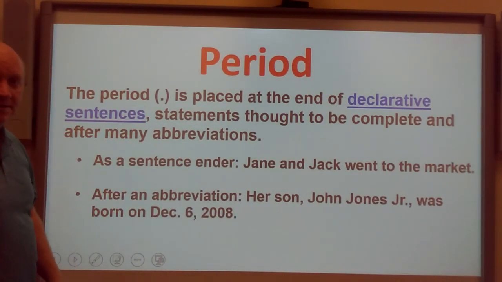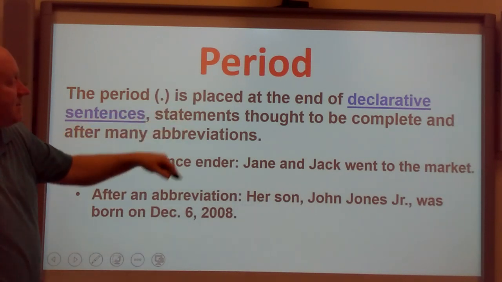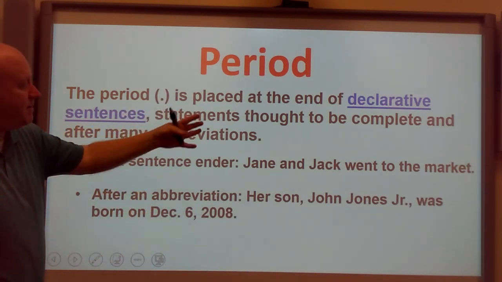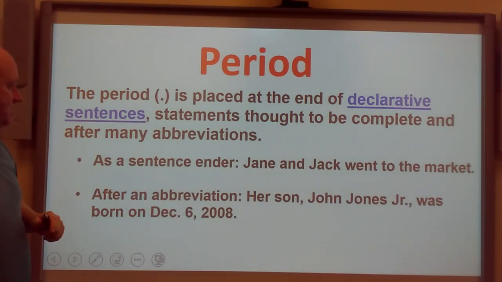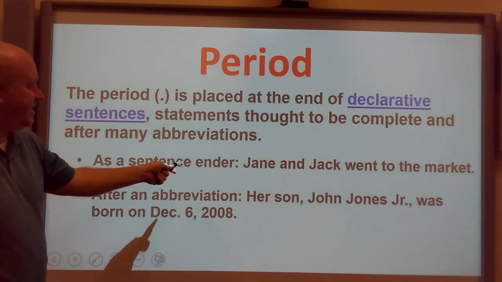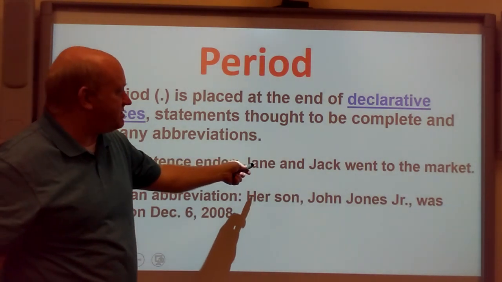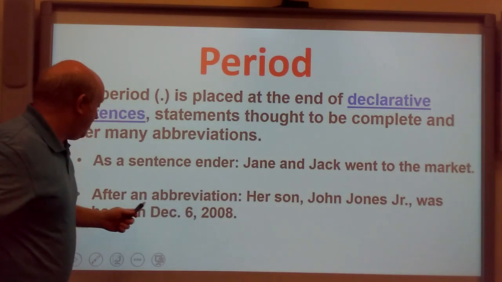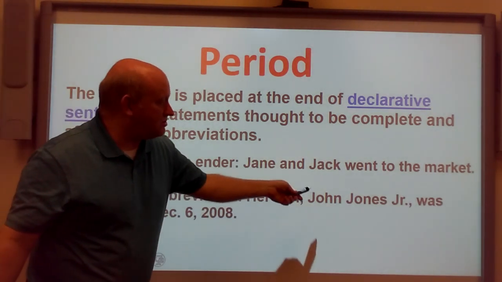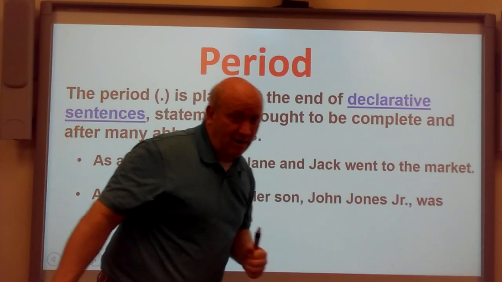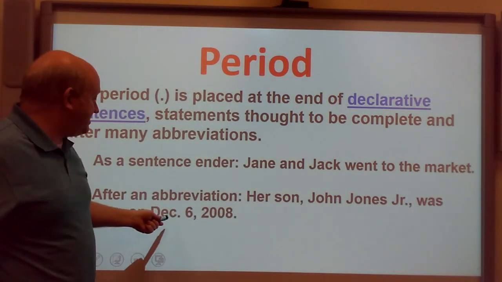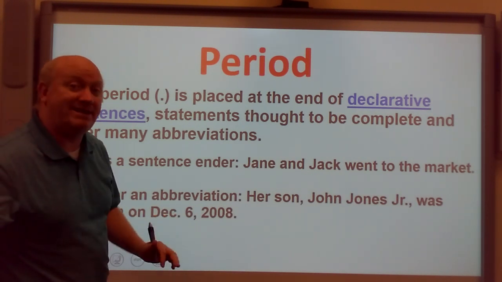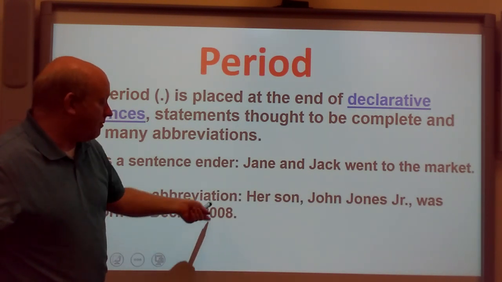First punctuation mark we're going to look at is a period. The period is placed at the end of a declarative sentence or command sentence, statements thought to be complete, and after many abbreviations. As a sentence ender, for example, Jane and Jack went to the market. Or after an abbreviation: her son John Jones Jr. was born on Dec. 6th, 2008, because Dec. is the abbreviation for December.